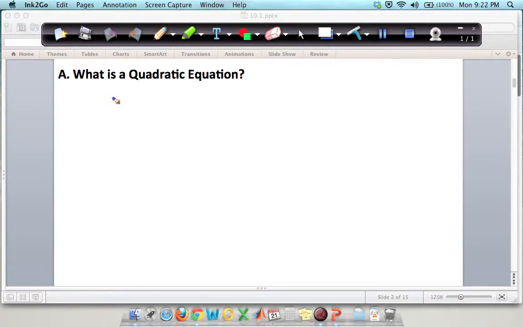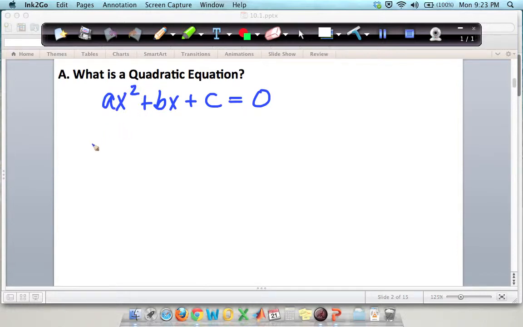So a quadratic equation looks like ax squared plus bx plus c equals 0. A, b, and c are real numbers. And what's important is a cannot be 0, because if a is 0, basically this x squared term would go away, and then you have a linear equation. So you need this x squared term. This is what makes it a quadratic.